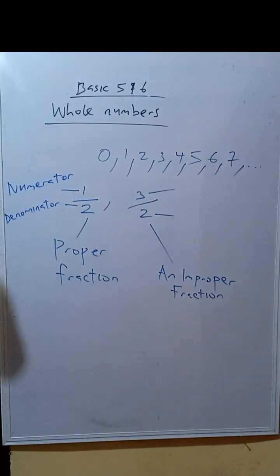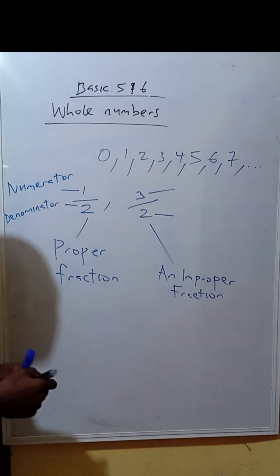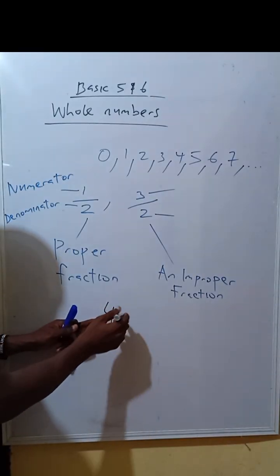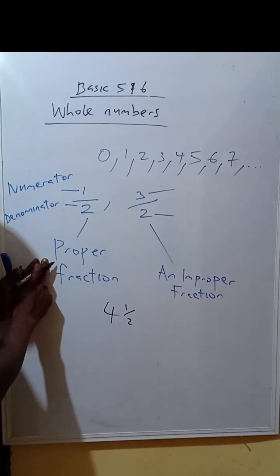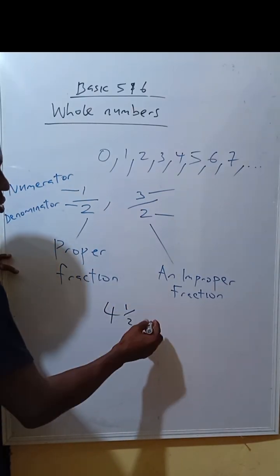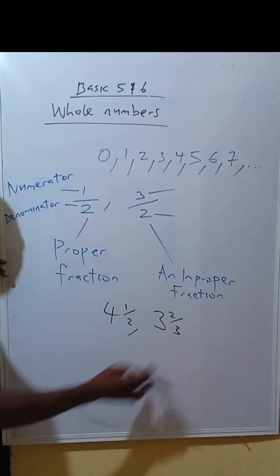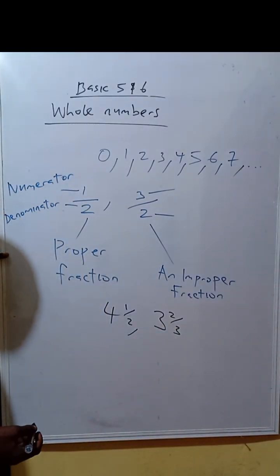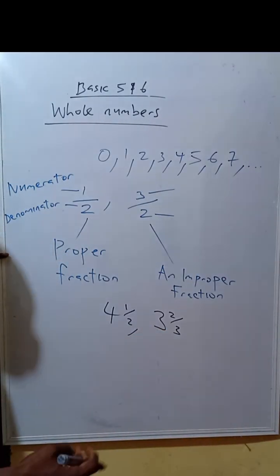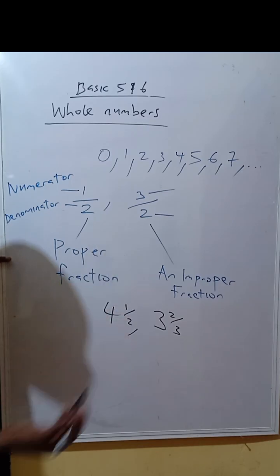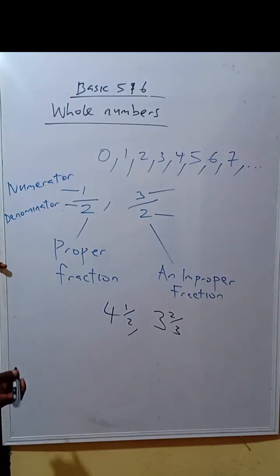It is called an improper fraction. Then we have a mixed number. A mixed number comprises a whole number and a proper fraction. You can have 3 whole number, 2 over 3: a whole number and a proper fraction together. That's why it's called a mixed number. You might know it as a mixed fraction, but it's better put as a mixed number.